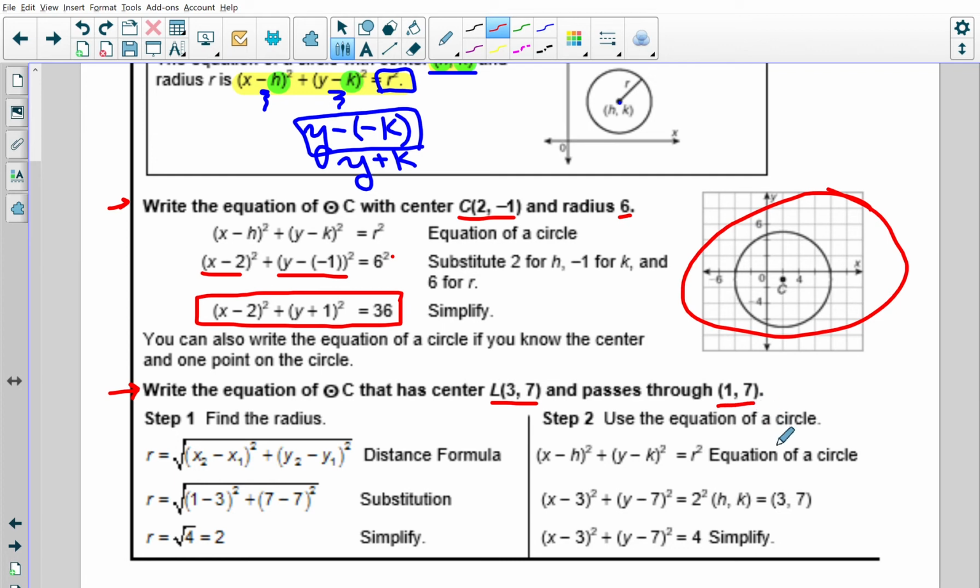Well, that means we need to find the distance to determine what that radius is. So that's why they use the distance formula here between these 2 points. Remember, the order doesn't matter because when it gets squared, that negative number is going to get squared and become positive. Once you determine the radius is 2, you then use the equation of the circle, plug in your answers, square your radius, and get your final answer.